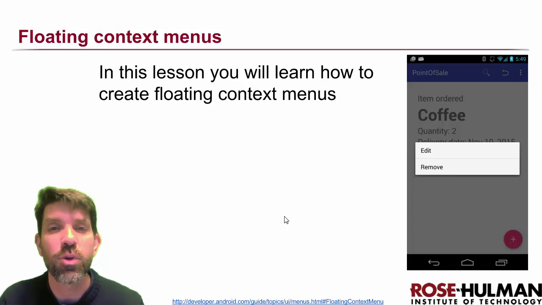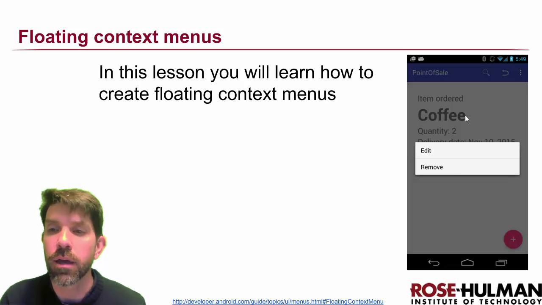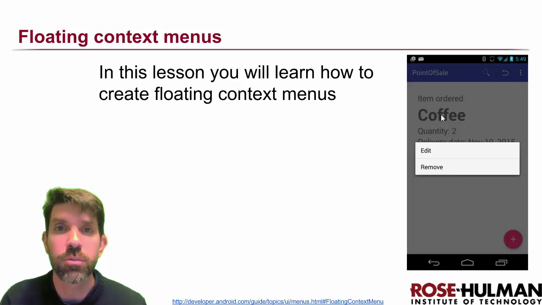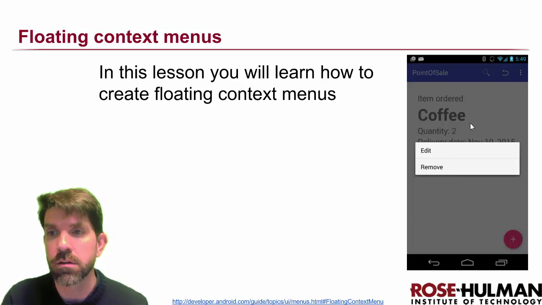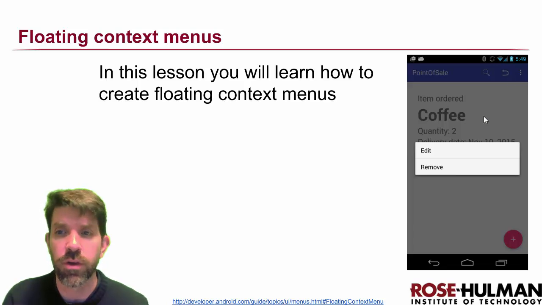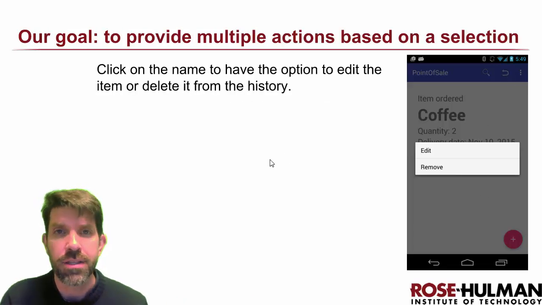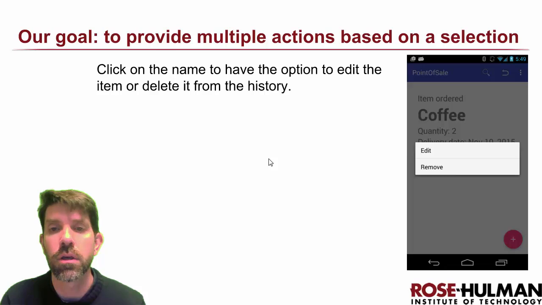Welcome. In this lesson, we're going to learn how to create floating context menus. What I really want here in my point of sale app is to be able to click on the item itself and then to provide multiple choices for the user. So for example, here if they click on coffee, then it will ask them whether they want to edit it. Maybe instead of 2, they wanted 3, or to remove it altogether, not just to remove it from the view. And in general, that's the whole idea of a context menu. The user selects something, but then they can choose from one of multiple actions.